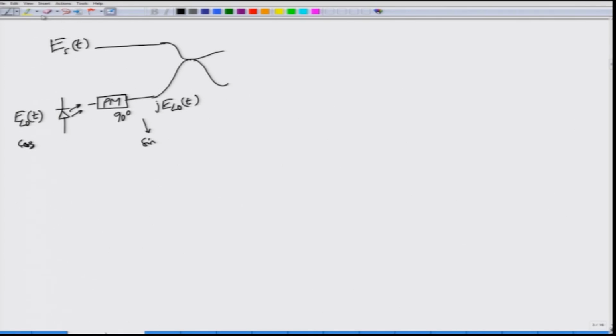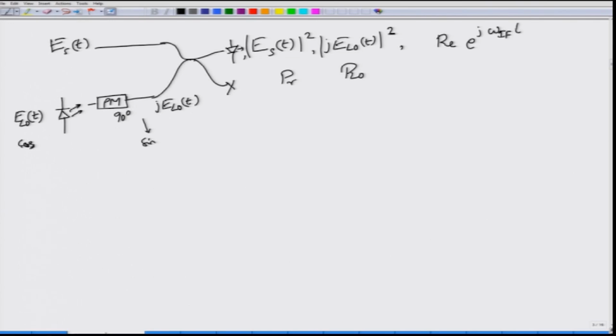If you look at the output, again for the moment neglecting this second arm, you will find the signal component, Es of t mod square, after putting a photodetector, of course. So, if you put a photodetector you get 3 terms: Es of t mod square, and rather you get jELO of t mod square, but because phase has no value for the power, this is as good as just getting PLO here and as good as getting PR here. I am removing this R by 2 factors, you can fill in those later, and then finally what you get is the real part of e to the power j omega_IF of t plus theta s of t minus pi by 2.